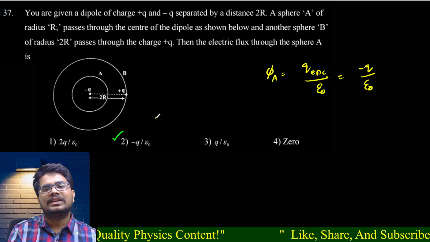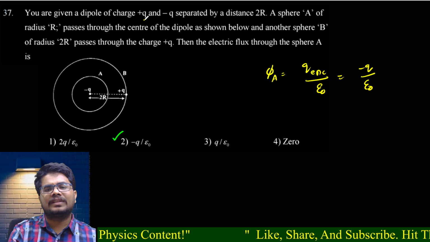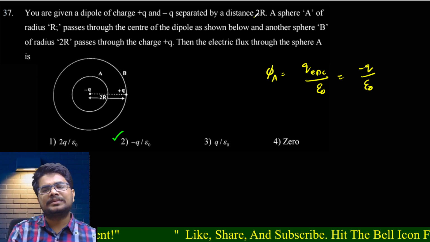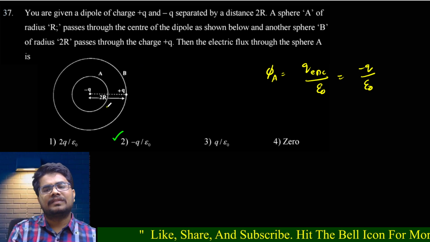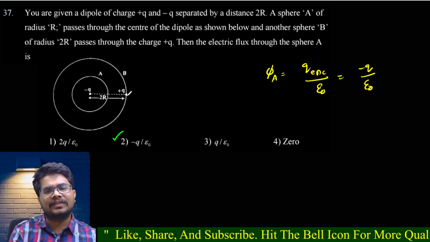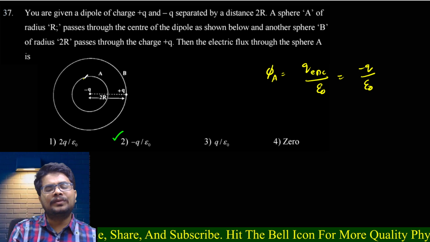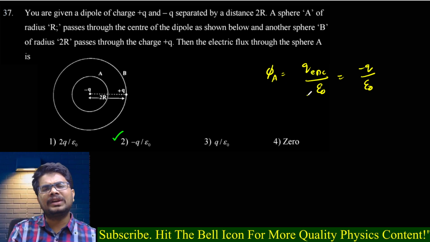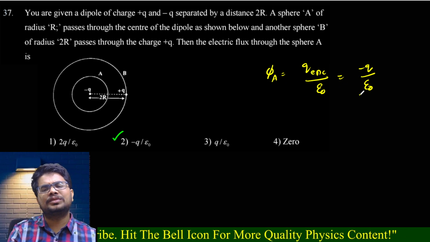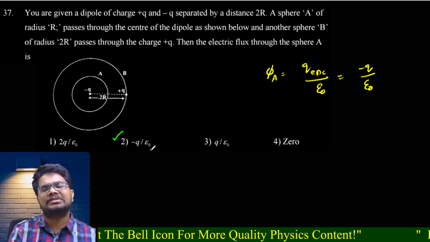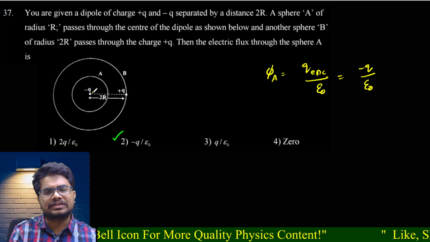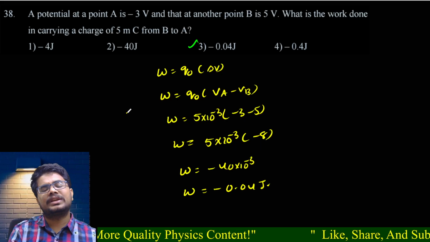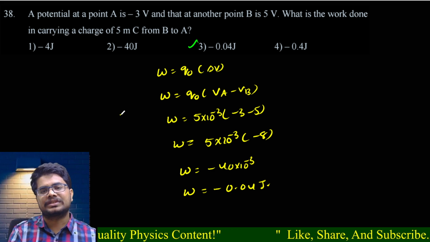Okay, fine. Two charges are given: one is plus q, another is minus q, forming a dipole. The distance between them is 2r. The first sphere has radius r and the second has radius 2r, and they are asking for the flux through the first one only. What is flux? Q enclosed by epsilon naught, which equals minus q by epsilon naught, because in the first sphere only minus q is enclosed. Fine.